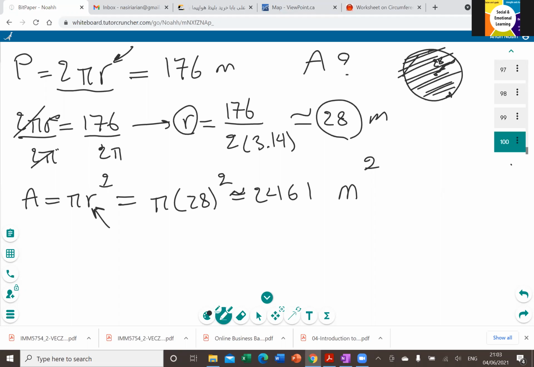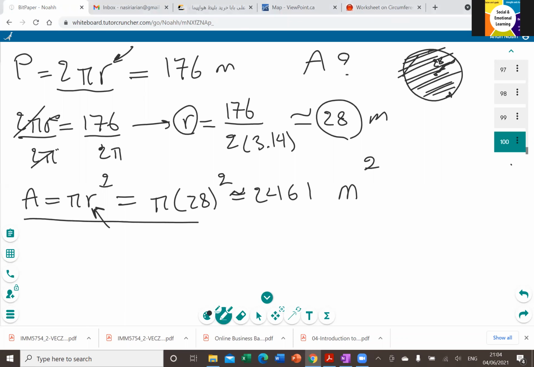Now, what was the question? Well, we are given the perimeter. Perimeter is 176. Now, what is the area? So what I said is that the connection between them is r, the radius. When we are given the perimeter, we calculate r, and through that we calculate the area. Okay, good. Now, the next question, I'm not gonna do all of them, I just want to explain.